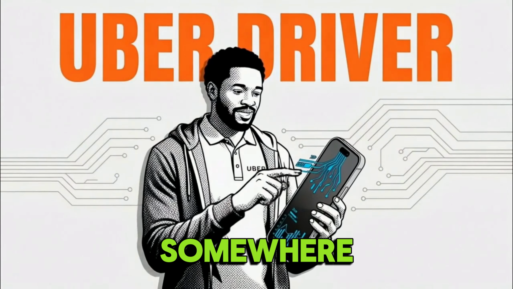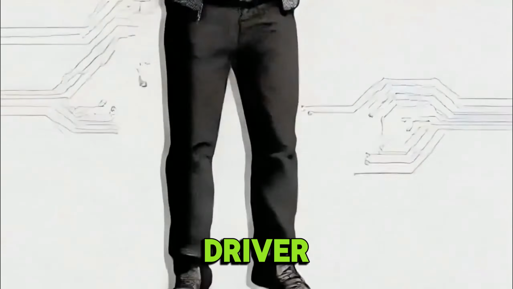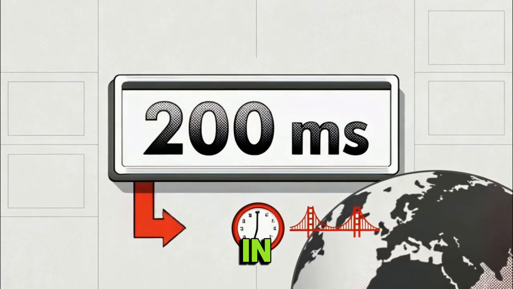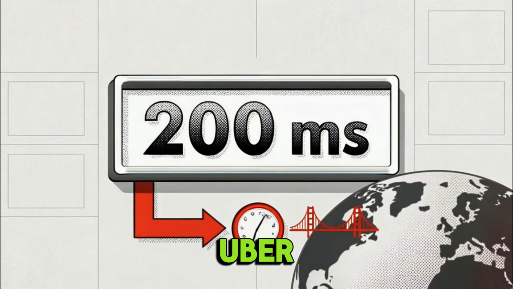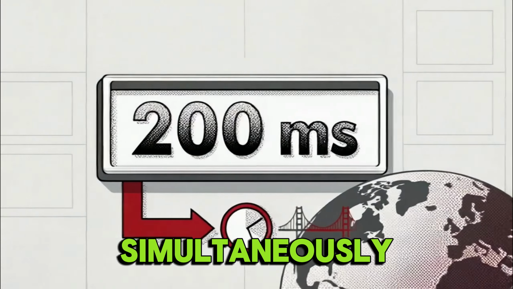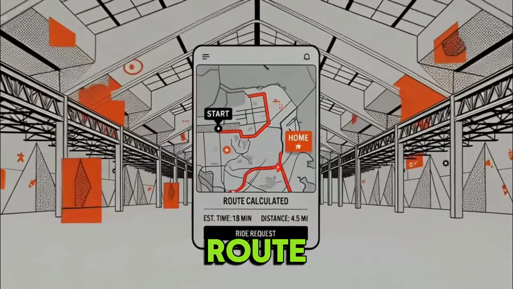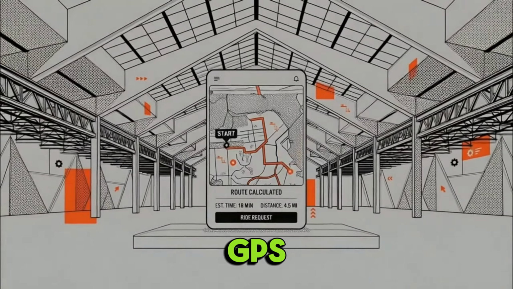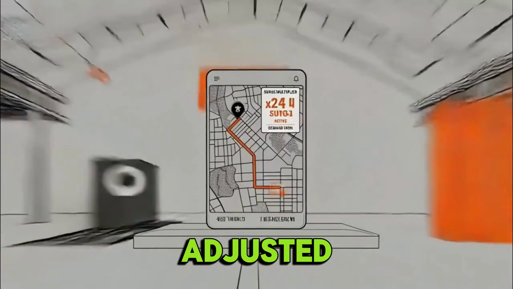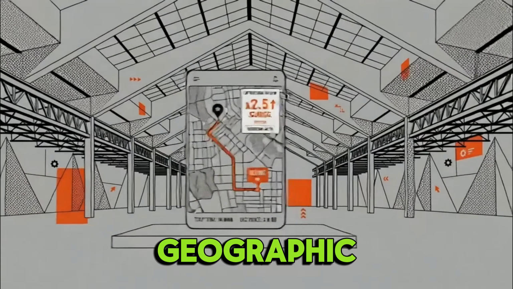Right now, somewhere in the world, an Uber driver just accepted a ride. In the next 200 milliseconds, Uber has already done several things simultaneously. It calculated a route. It updated the driver's GPS position on the rider's screen. It adjusted the surge multiplier for that geographic zone.